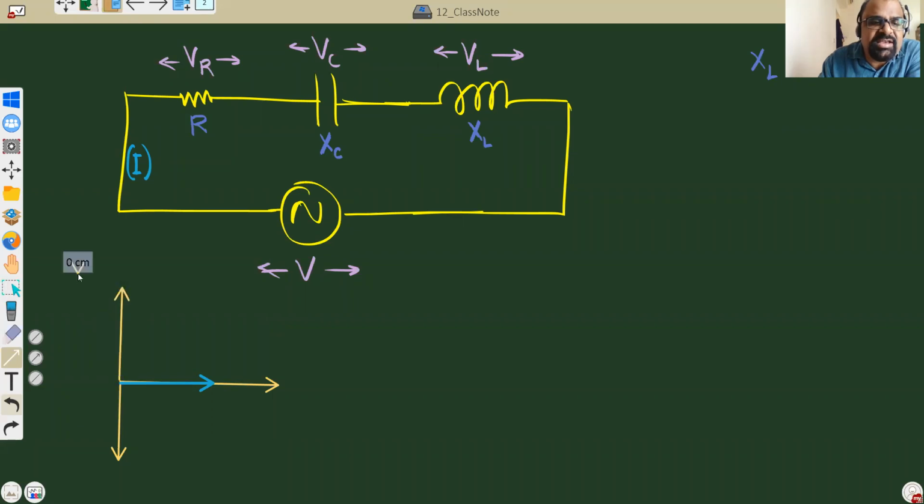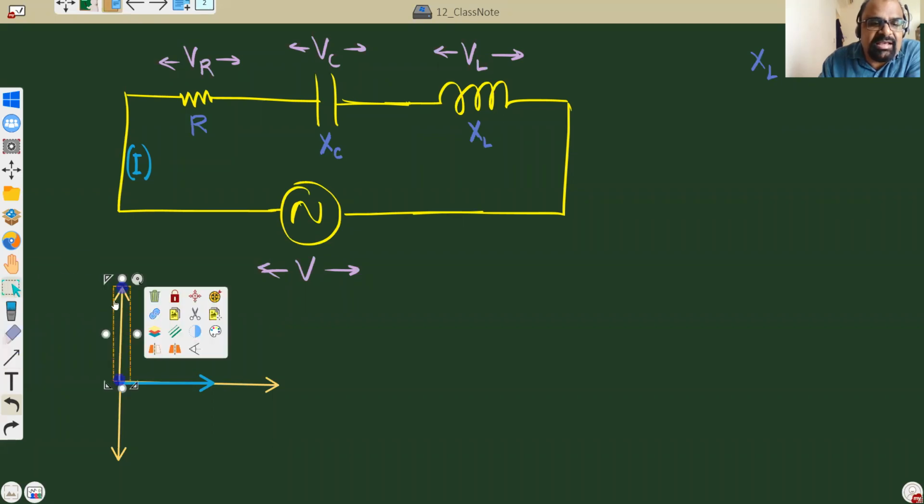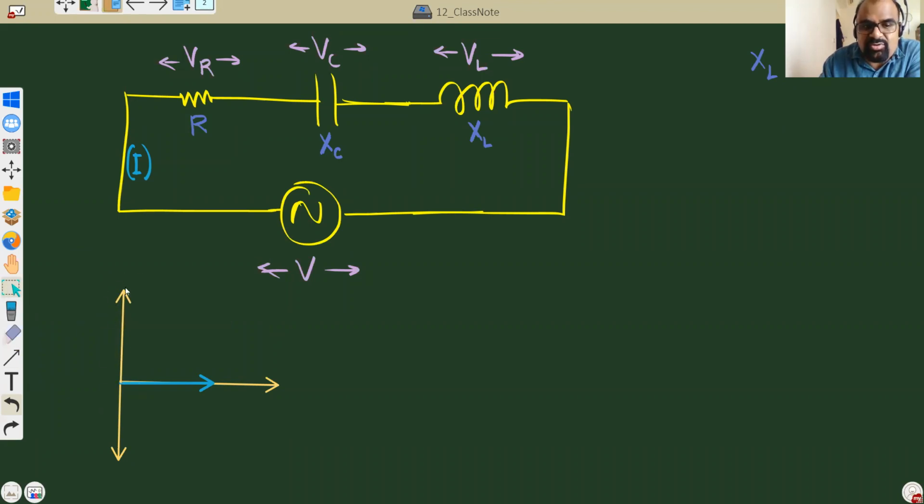Now out of this VL phasor and VC phasor, here I have shown VL phasor to be greater in size. You see this arrow size, I have drawn greater than this. But which one will actually be bigger? That depends on out of XL and XC, which one is greater. See, if XL is greater, VL will be greater. If XC is greater, VC will be greater. All these things were explained to you yesterday.